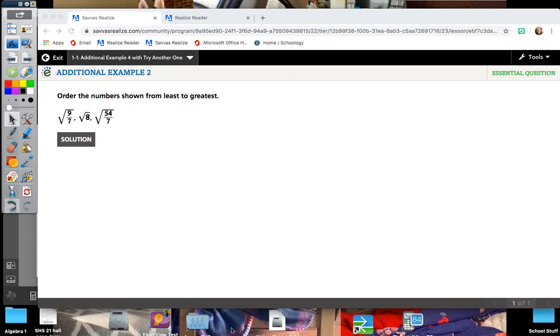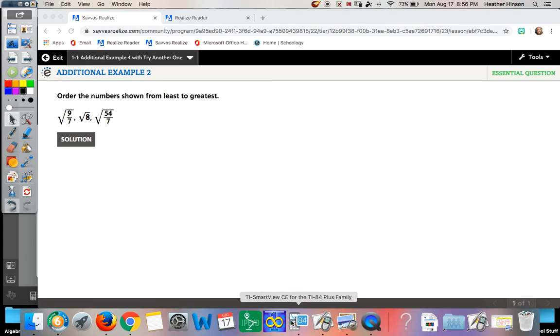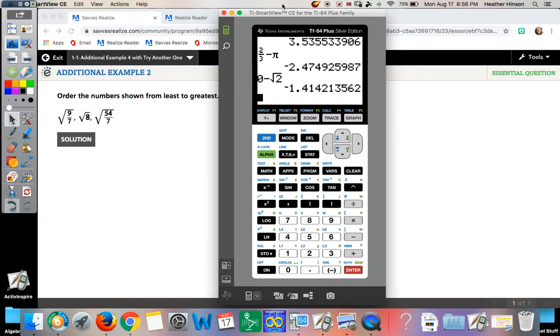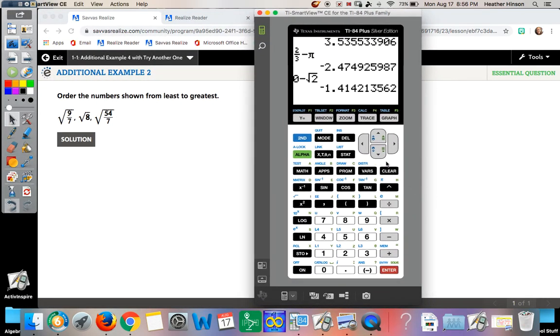So just like we did before, we're going to put these into our calculator. So I'm going to move this over here so we can see. To get your square root symbol, you're going to hit second square root, x squared right here. To get your fraction, 9/7, remember we don't want a fraction, we want a decimal. So you don't have to put it in as a fraction. You can just put 9 divided by 7 because we want to compare the decimals.